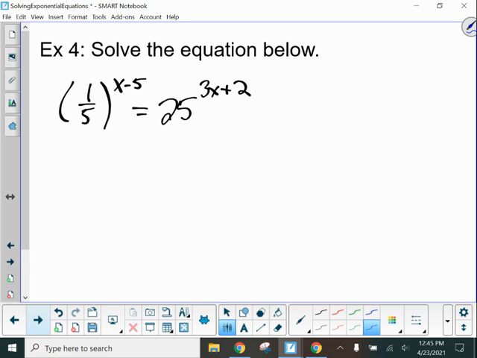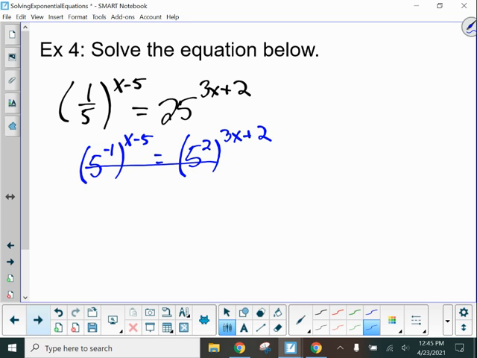Next one, example 4. Again, I have another fraction here. We are still solving this equation. So I can write both of these as base 5. 1/5 is 5 to the negative 1. 25 is 5 squared. And then I can cross out the bases and distribute. So I have negative x plus 5 is equal to 6x plus 4.